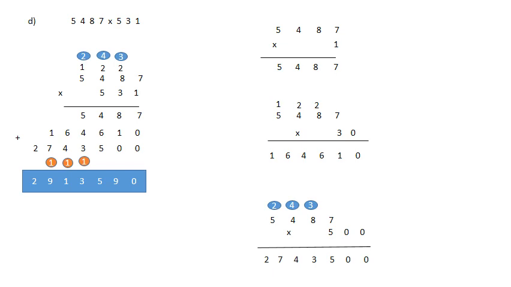I hope you have finished this. Let's continue to E1. 6382 multiplied by 714. Now this is a 3-digit number, you know already.